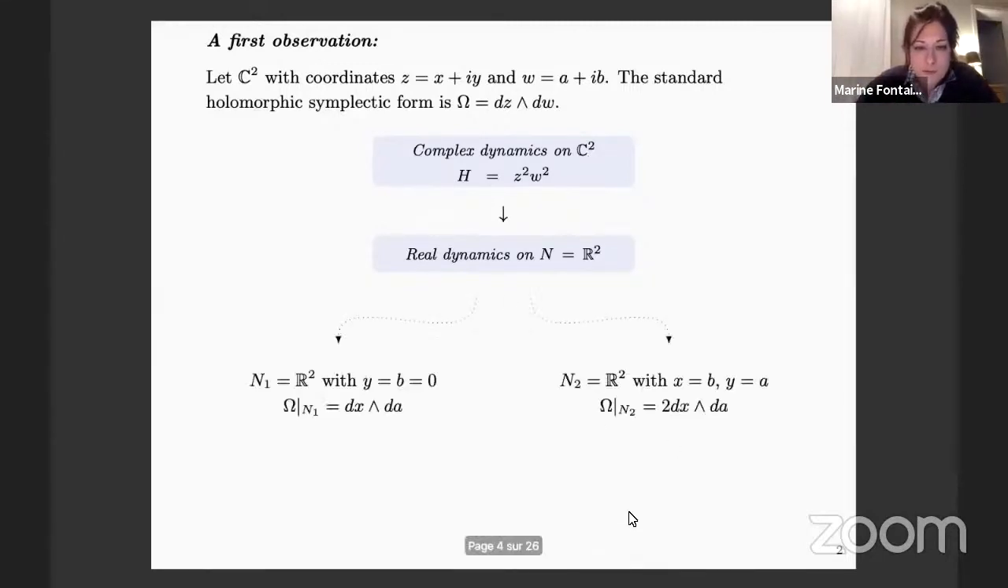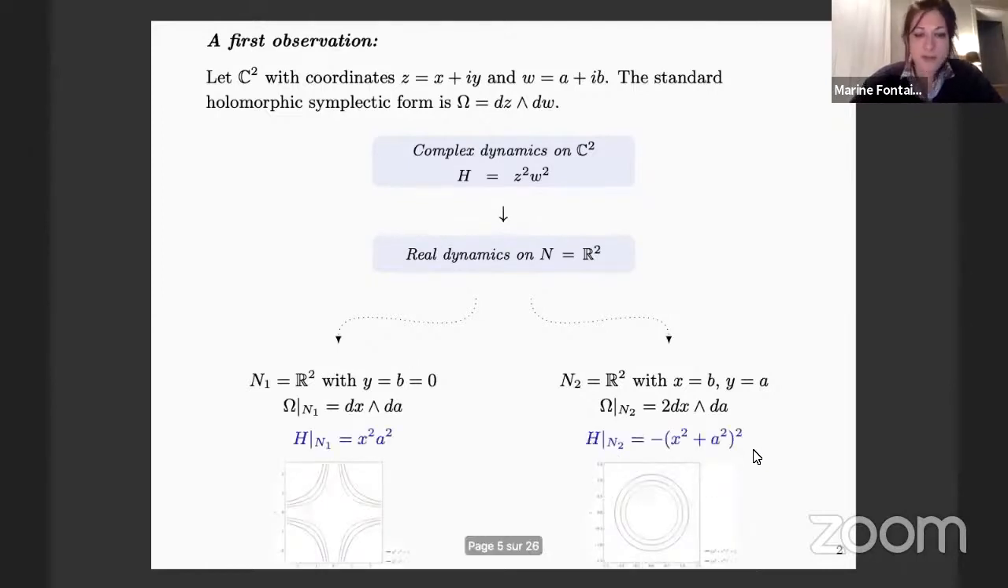You can have different ones. One example is you just set the imaginary parts to 0, and then the real form is R2. The holomorphic symplectic form restricts to a nice canonical real symplectic form. Or you can take another copy of R2, and you also have the restriction, which is a real symplectic form. Now what happens with the Hamiltonian? When you restrict this Hamiltonian to both real forms, you obtain a real function. So altogether, you obtain two real Hamiltonian systems.